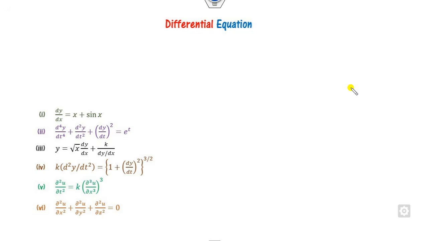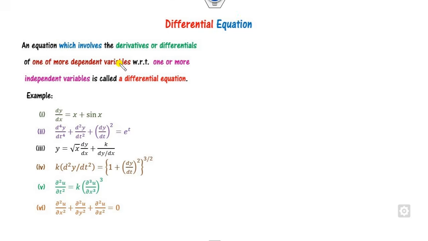So you have all heard about this kind of equation, like dy upon dx. Sometimes you call it partial. What is the meaning of that? What is the differential equation? Any equation which involves the derivative, like dy by dx, or d square y upon dx square, and so on. Any equation which involves the derivative or the differentials of one or more dependent variables.